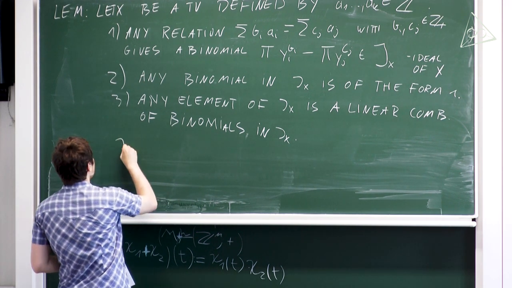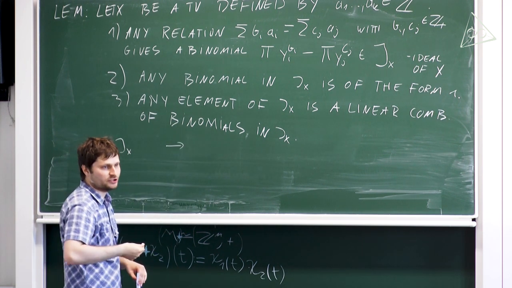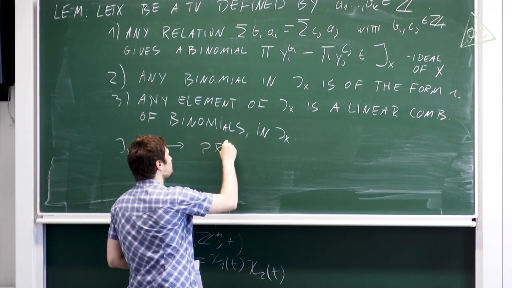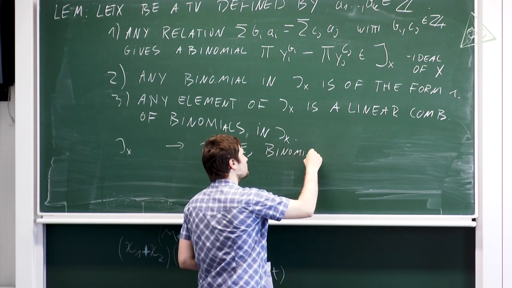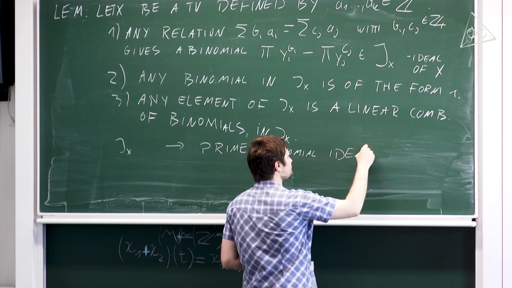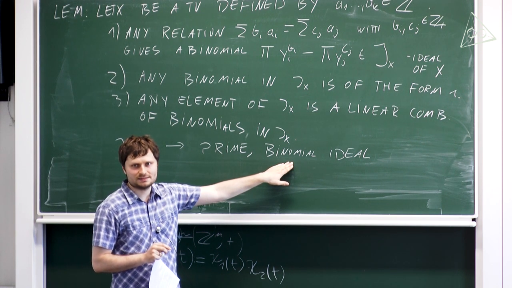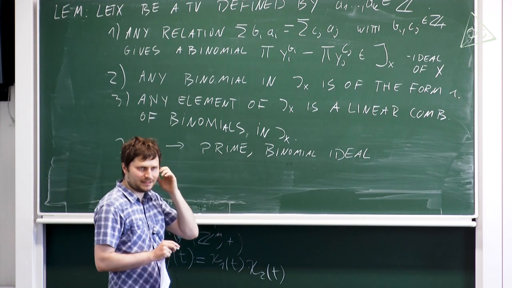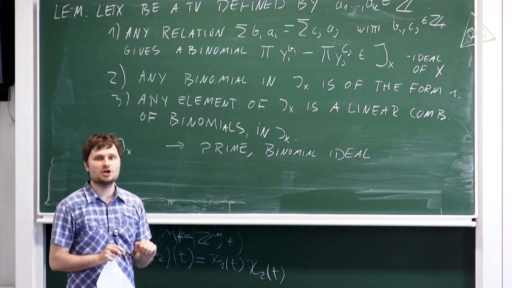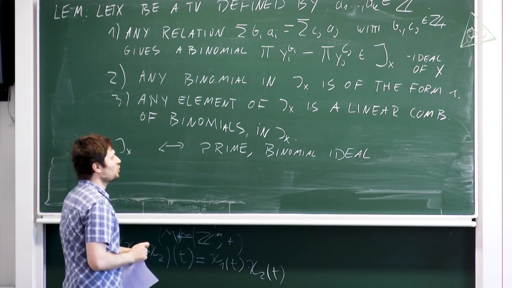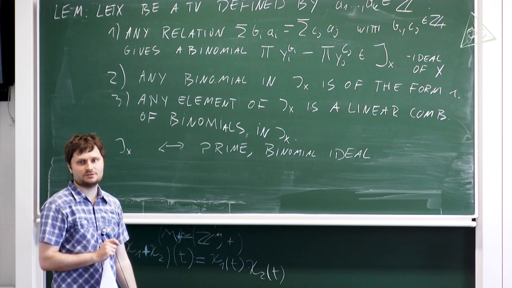So we see that the ideal of a toric variety, well, it's a closure of the image. So it is a prime binomial ideal. What do I mean by a binomial ideal? I mean generated by binomials. An ideal is binomial if it is generated by binomials. And it turns out that this is, in fact, a characterization of ideals of toric varieties. So every prime ideal generated by binomials defines an affine toric variety.